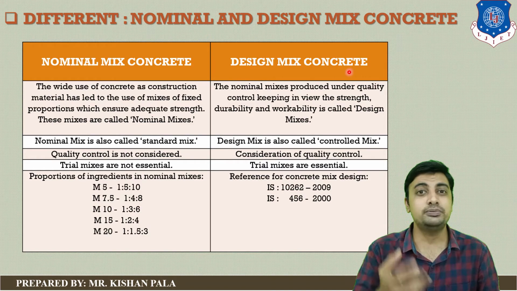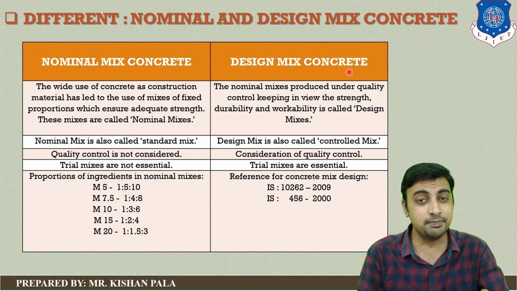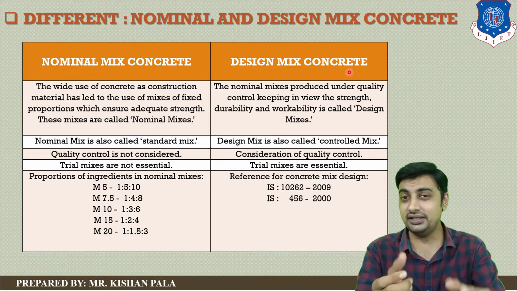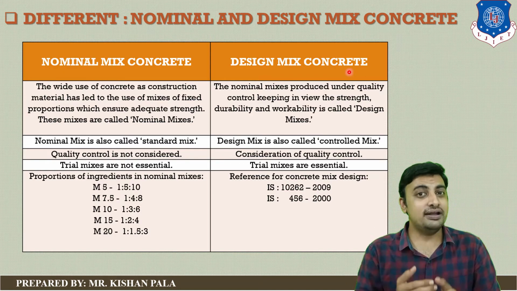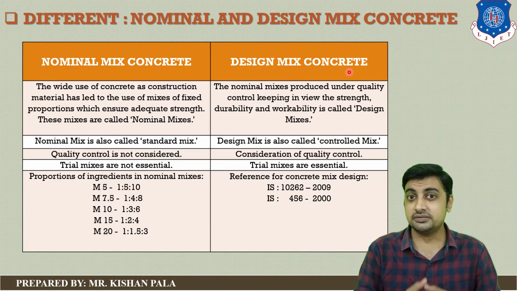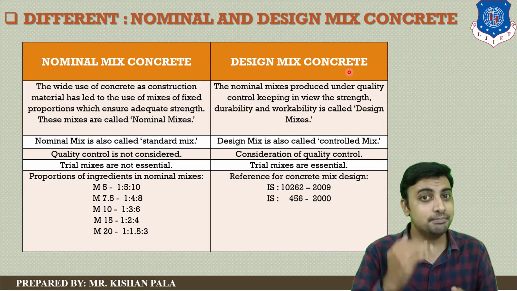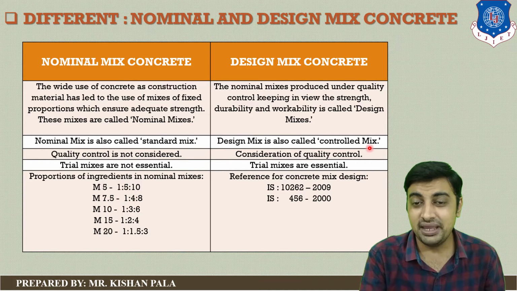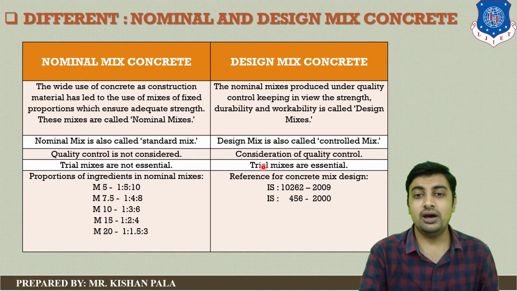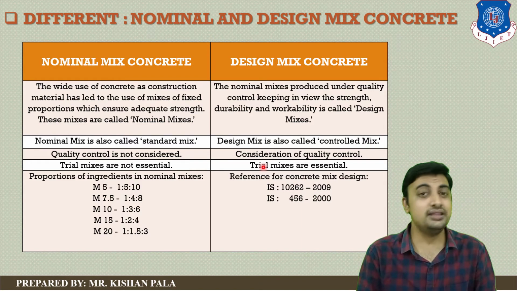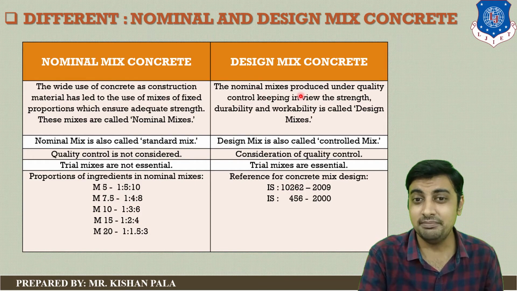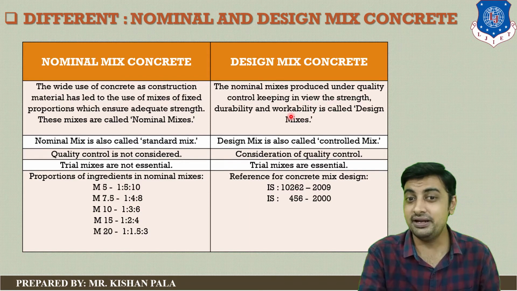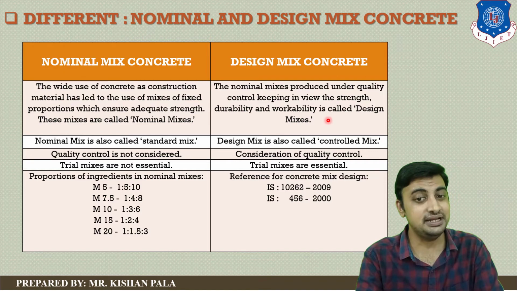all the properties of the ingredients, like the physical properties and the chemical properties. Then you are finalizing the quantity of all the ingredients, and then you finalize the proportion of all the ingredients perfectly with the trial based method. And then you also consider the control mix, and you also consider the quality in this method. So the mix produced under quality control, keeping in view the strength, the durability and the workability, is called the design mix.